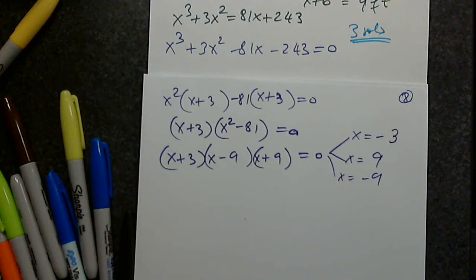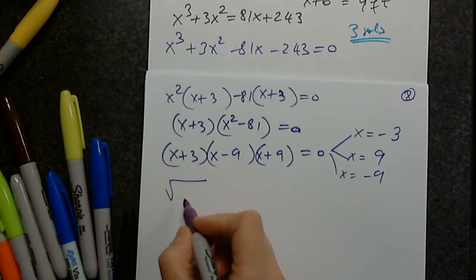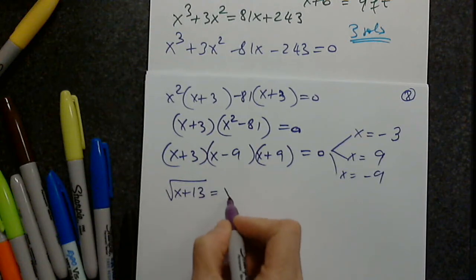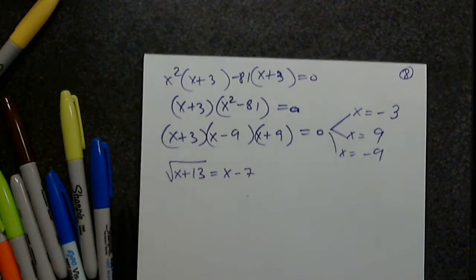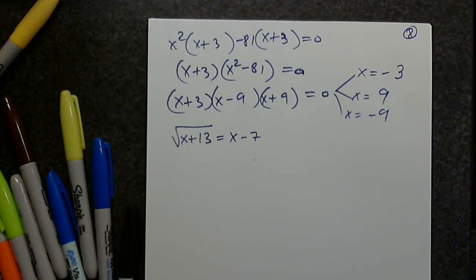Perfect. Well done. Next one. The square root of x plus 13 equals x minus 7. What type of equation is this? Rational. Radical. What do I need to remember about radical? For rational, I have to remember about restrictions. But for radical, there is something else I have to remember for sure.